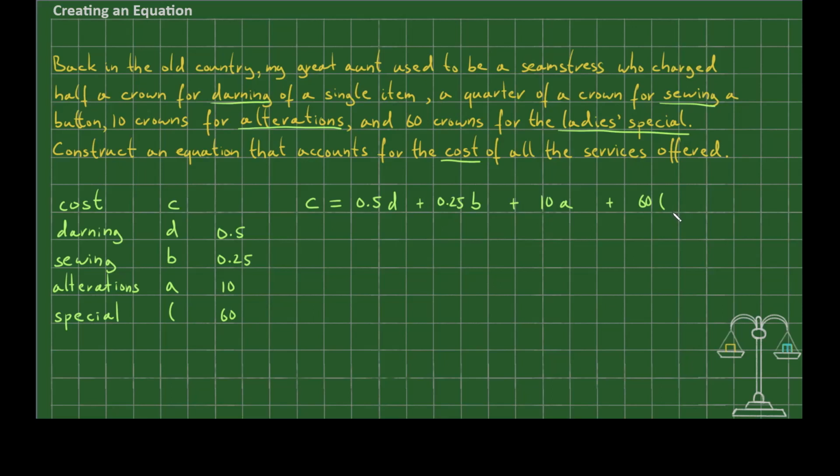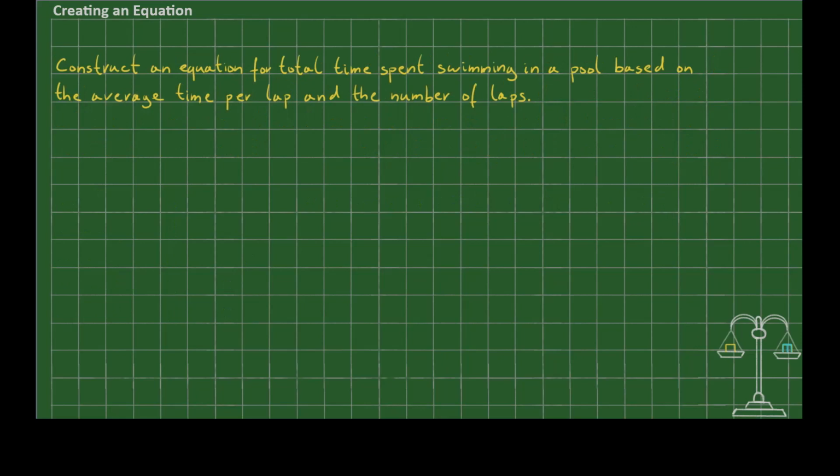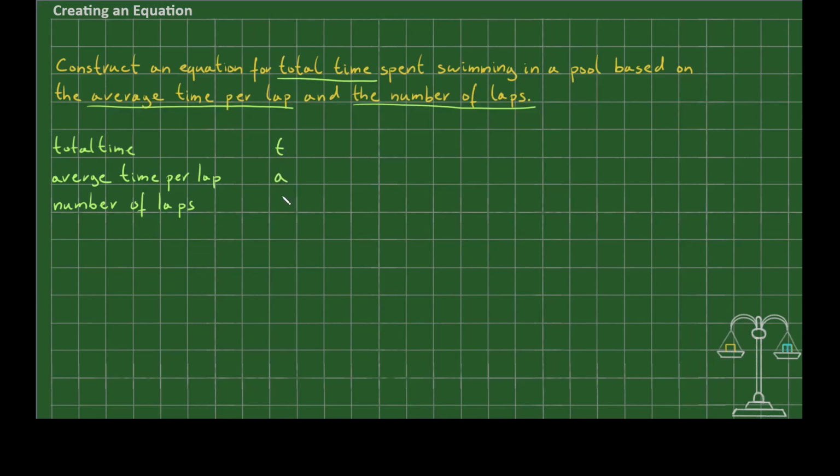Let me do another example. Here we are asked to construct an equation for total time spent swimming in a pool based on the average time per lap and the number of laps. The variable that I'm trying to calculate is total time. And total time will be based on the variable of average time per lap and number of laps. I'm going to assign a letter to each. Total time will be T, average time per lap will be A, and number of laps will be N.